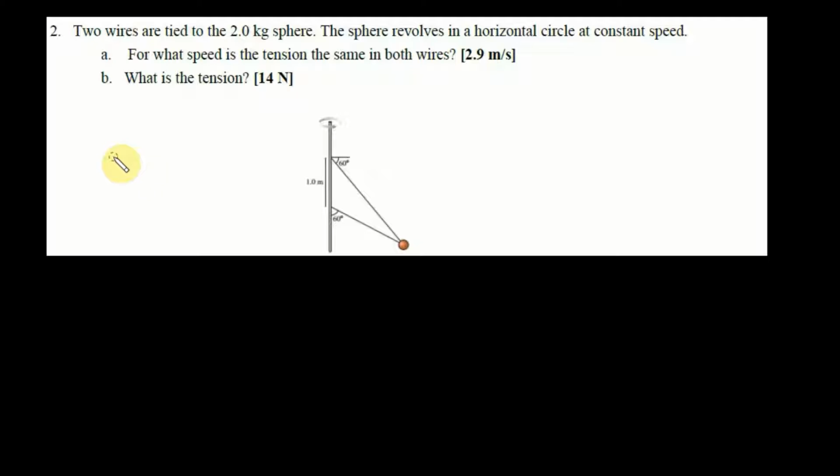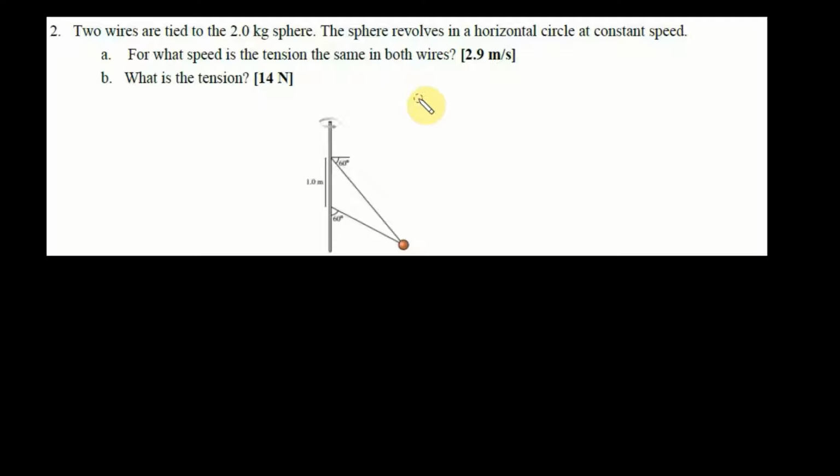Alright, so given a problem, 2 wires are tied to the 2 kilogram sphere. The sphere revolves in a horizontal circle at constant speed. For what speed is the tension the same in both wires? What is the tension? That's it.